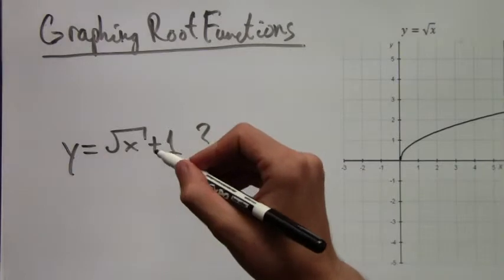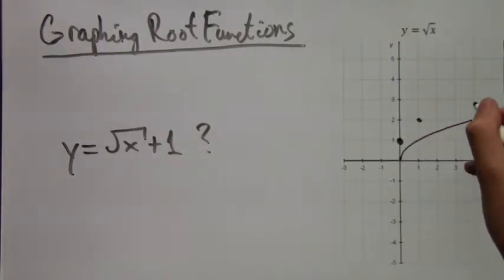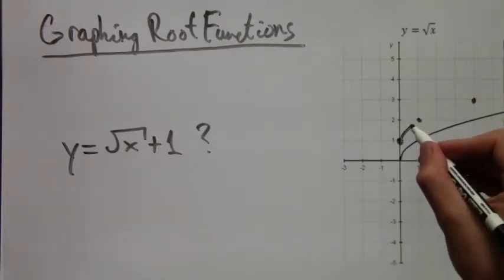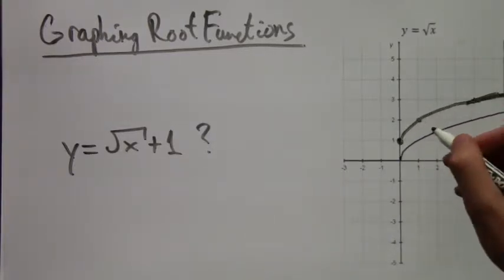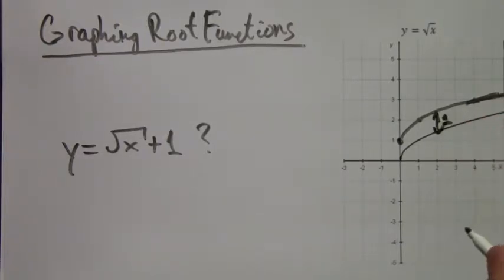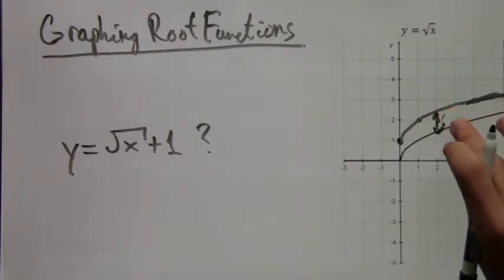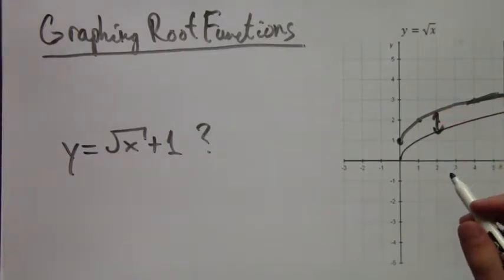Since we're adding 1, that just means that at every point we go 1 higher. That is, we're going to have the exact same graph, but it's going to be shifted up 1. The vertical distance between the two should be 1. And so that's what the graph is going to look like. Just like the one that we had before, but it's going to be shifted up by 1 unit.